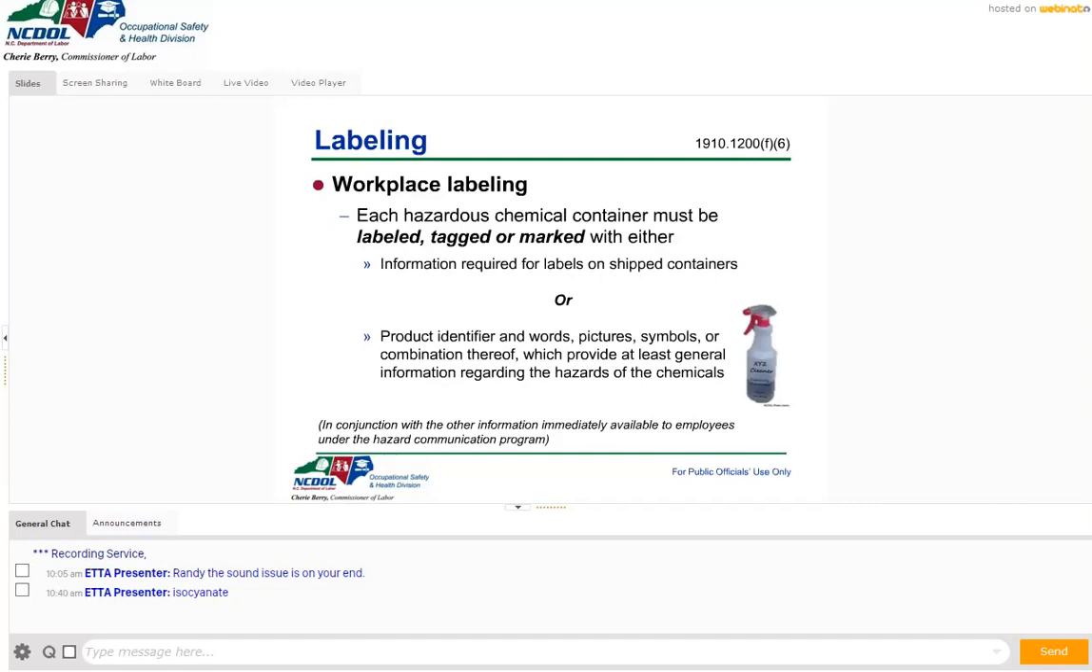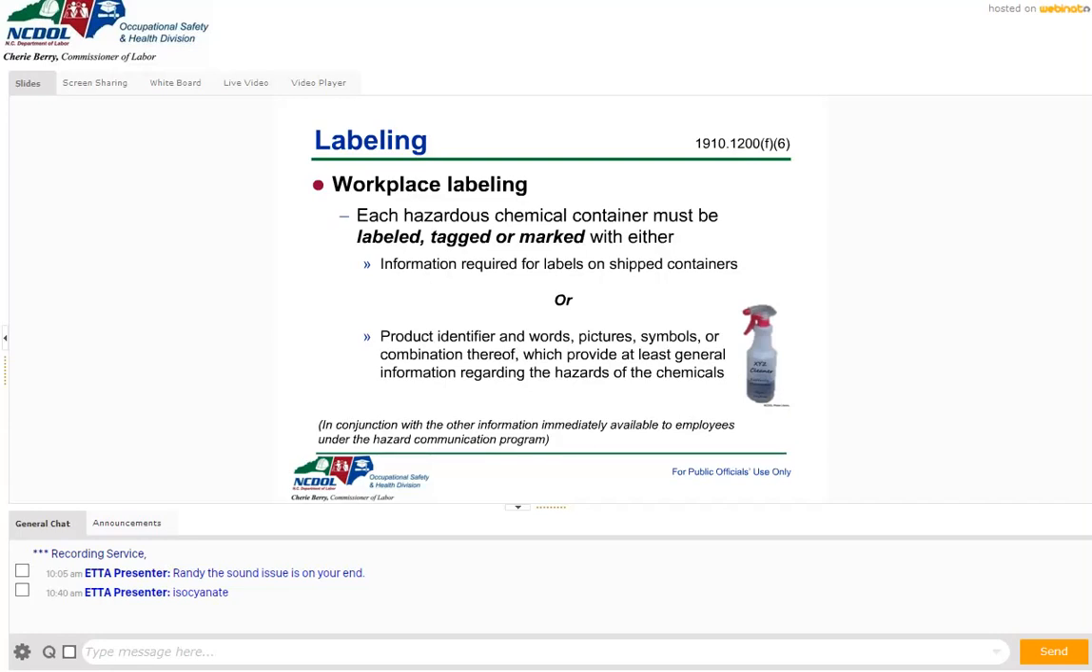Now, a lot of companies don't want to do that, because if you miniaturize that vendor label, all the writing would be so small you can't even hardly read it. But you could do that if you'd like. Or, here's a lot of flexibility: a product identifier with words, pictures, symbols, or a combination, which generally tell people about the hazards of the chemicals.